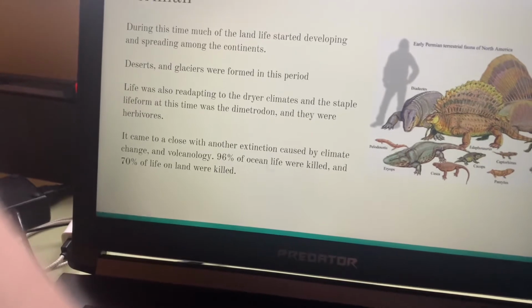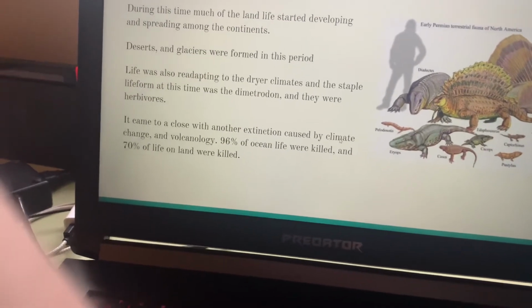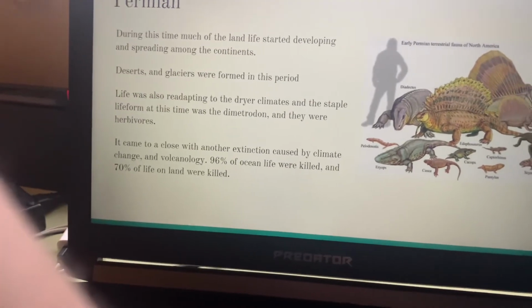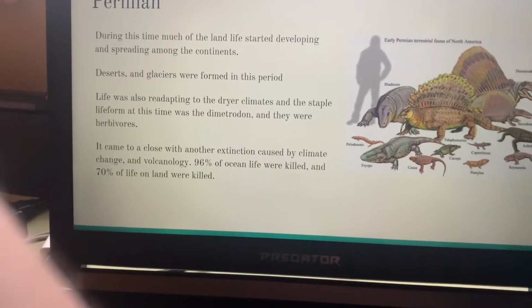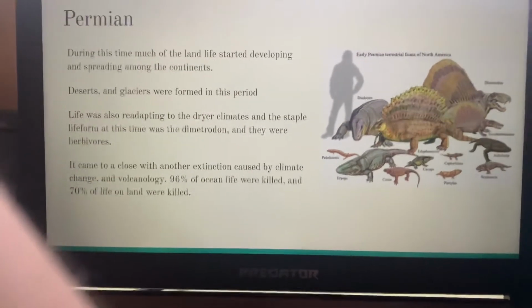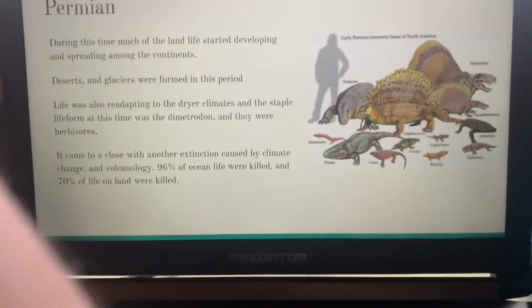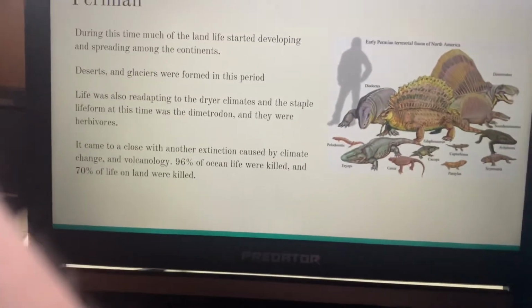And it was crazy because, first of all, it was a climate change that killed a lot of things, plus volcanology, which was sort of like icing on the cake. And it killed 96% of ocean life, which is insane. That's almost all of it. And it killed 70% of life on land. And since not everything was killed, it was able to bounce back, because it always does, because we're still here.